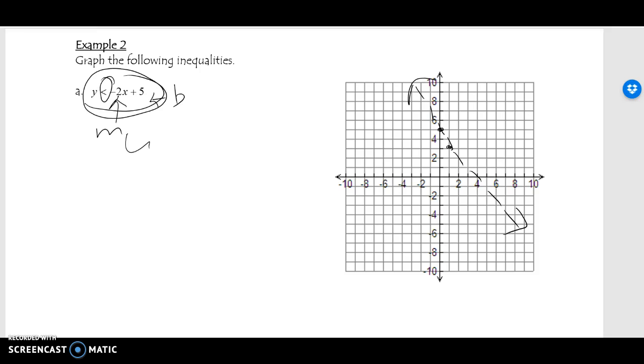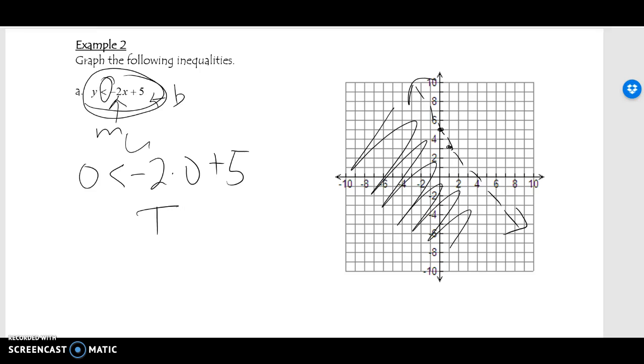Since this is in slope-intercept form and it says y is less than, the y values get less down here. You could also determine this by testing a point. Since the line doesn't go through 0, 0, I would test that. The math is easier. So we should see that 0 is less than -2 times 0 plus 5. This is a true statement. Therefore, 0, 0 is part of our solution. We want that to be where we shade.